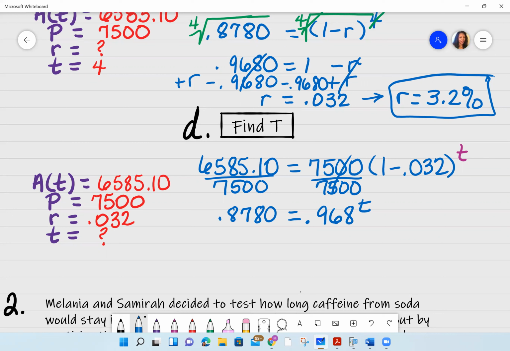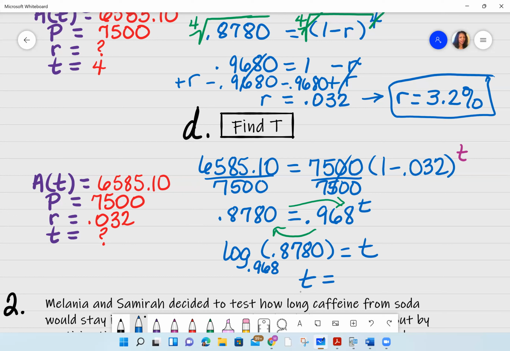Once you do this part, you can just rewrite it as a log. So log is going to have the same base as your exponent. So 0.968 of 0.8780 is going to give me my T.